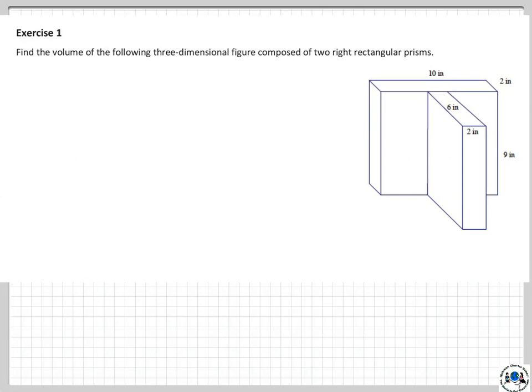Let's move on here. We are going to now find the volume of the following three-dimensional figure, composed again of two right rectangular prisms. Just like the other, same situation, just a different setup. Go ahead and figure this one out and come on back.